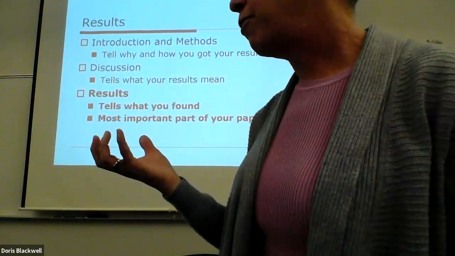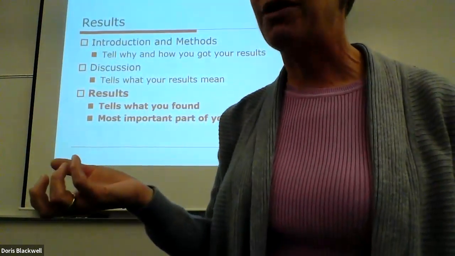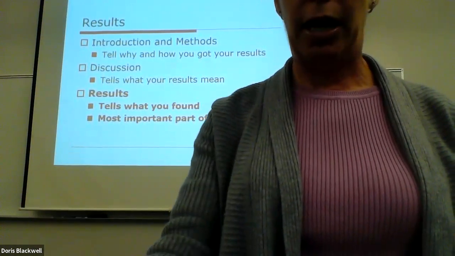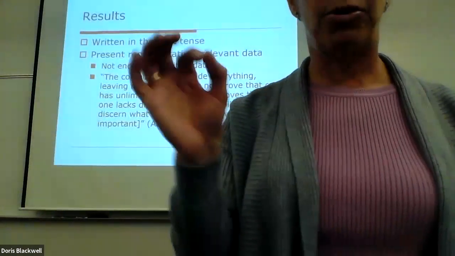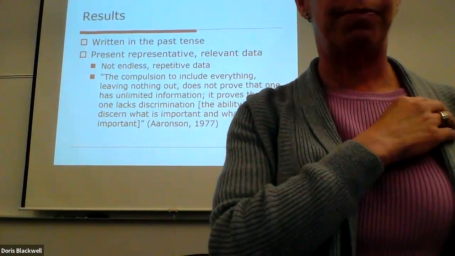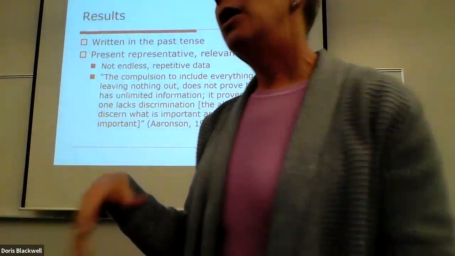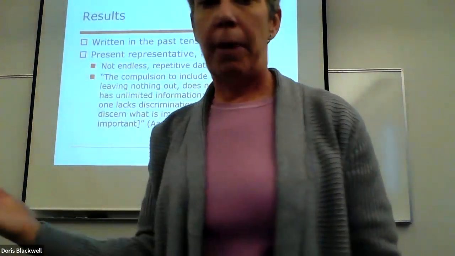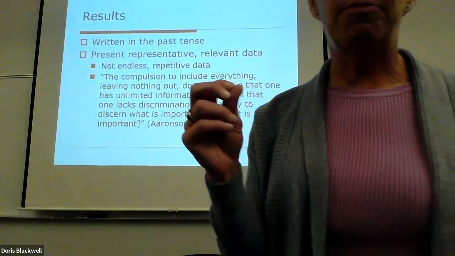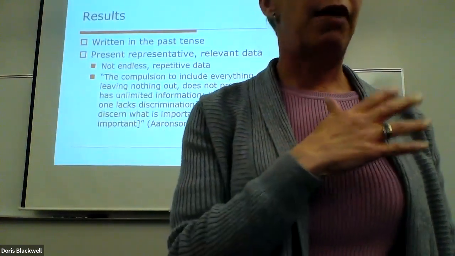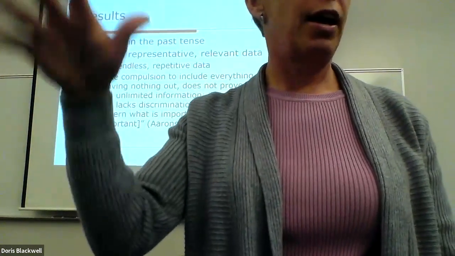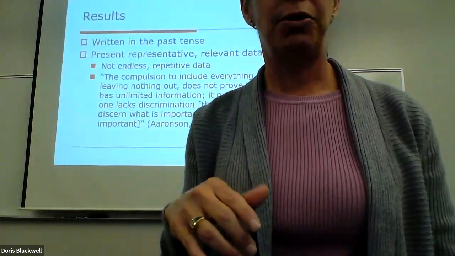Usually it's the most important part of your paper, right? That's what people are looking for. They want to know what you found in your study. So it's important, again, that we're very, very clear and precise whenever we're writing our results section. So also the results section is written in the past tense. We want to present representative and relevant data. We don't want to just have this endless string of information and results in our results section.